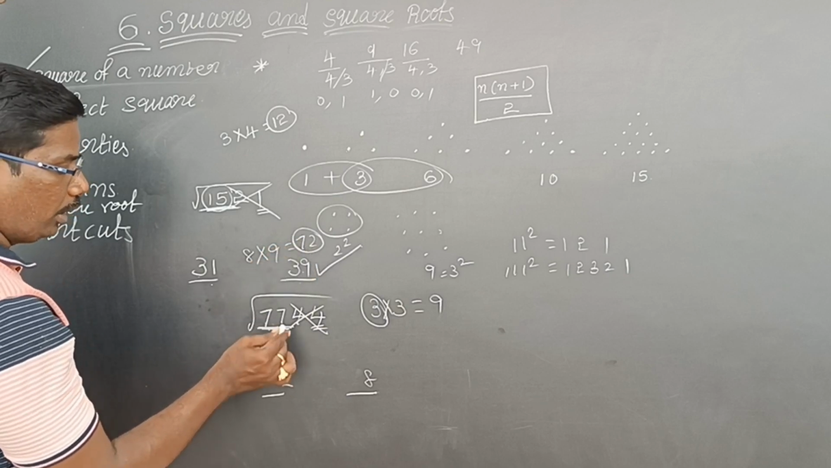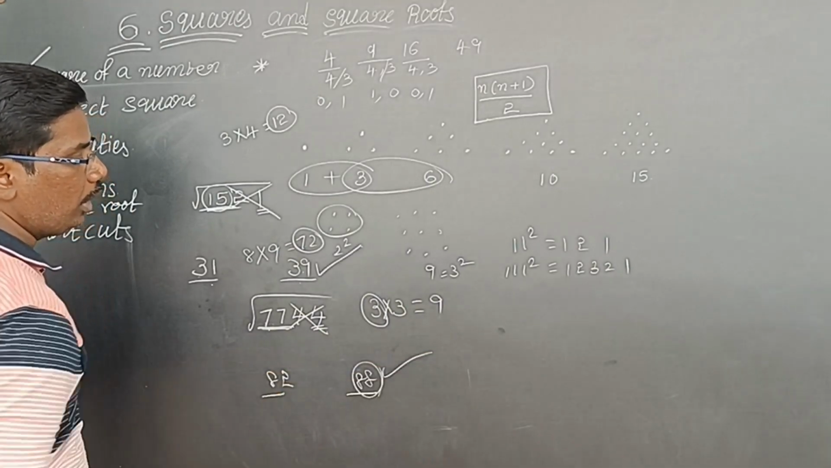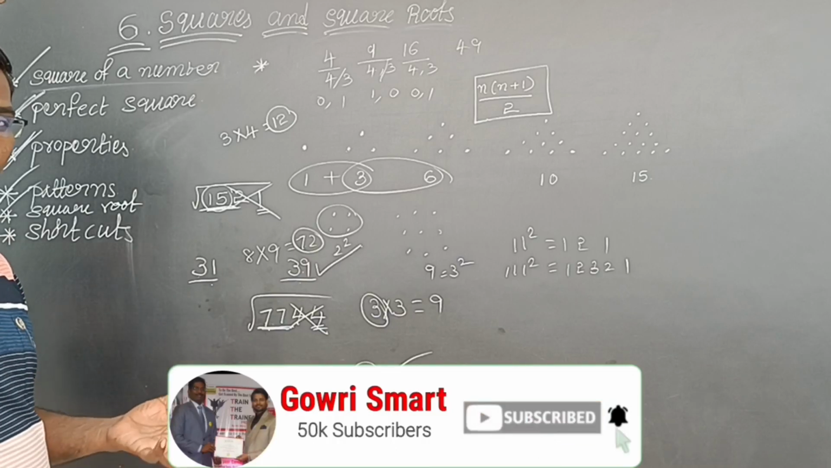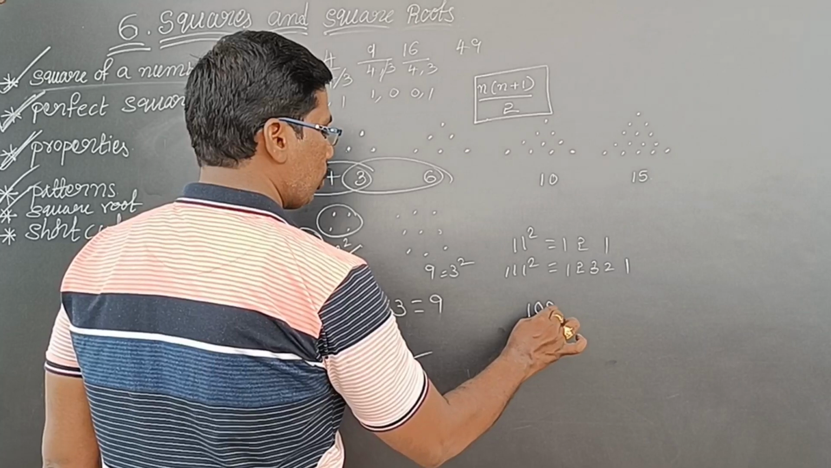More than the 72 means here also 82, here also 88. So only the more number will get the square number. So always getting the more number. Sir, please tell me the less number. I want to find the less number. Okay, I'll do 1024.